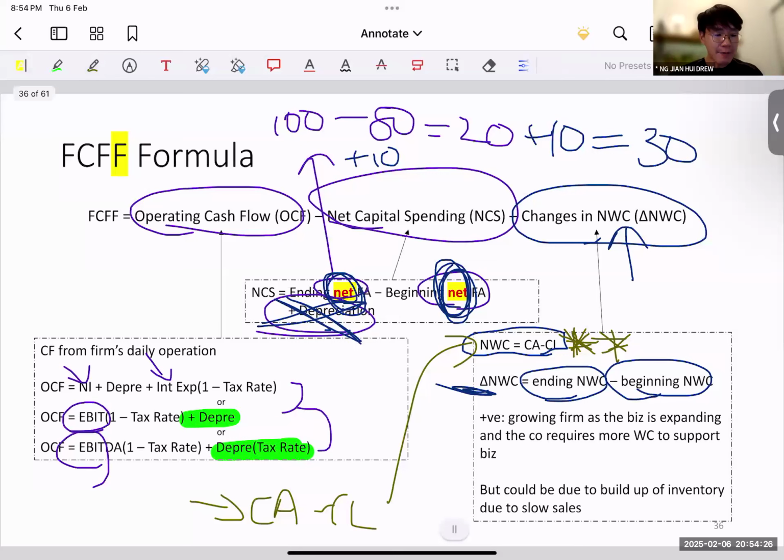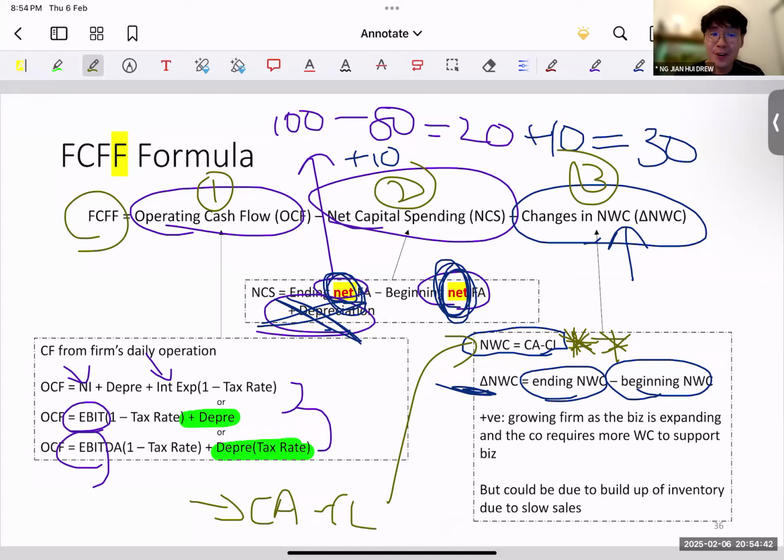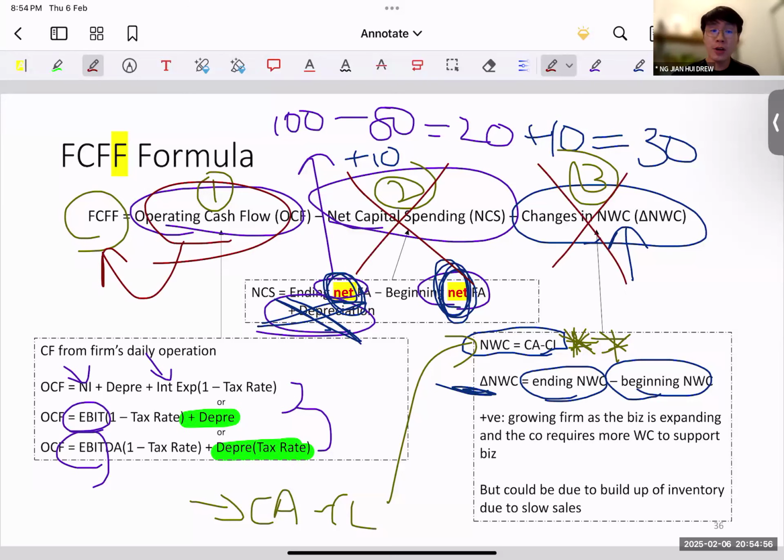Okay, so once we have the three components, 1, 2, and 3, please minus them, operating minus your NCS minus your change in net working capital to get your FCFF. Okay, so a quite common mistake is that sometimes students just say, oh, operating cash flow equals FCFF. So they don't even consider this, just say operating cash flow equals FCFF. So that's wrong. You need to consider your NCS, your net capital spent, as well as your change in net working capital.